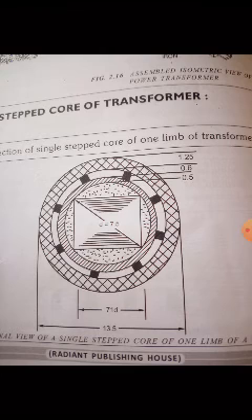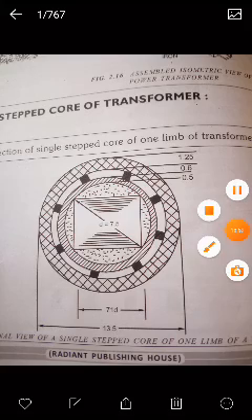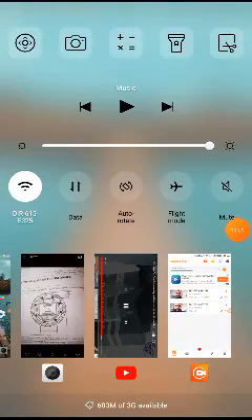Now to understand this, I have made one small video earlier, how the core type transformer will look, basically for understanding. Now let us see that particular thing.